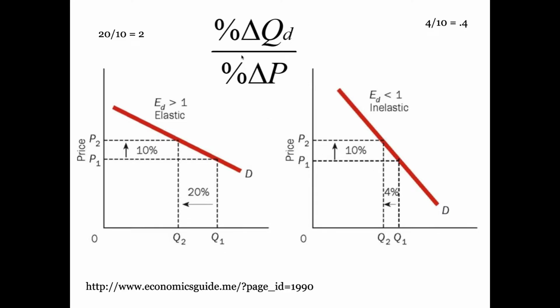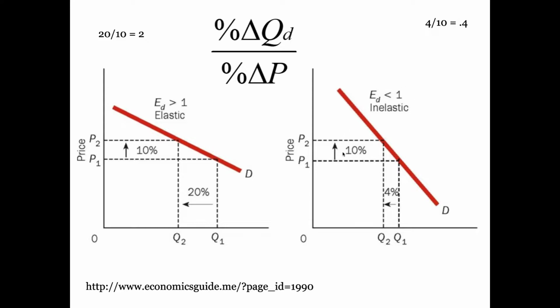Remember we said the formula was percentage change in QD over percentage change in price. Remember that the change in quantity goes on top. So over here you can see a drop in 20, an increase in 10. So we have 20 over 10, and when we do that, we get 2. And any value greater than 1 is elastic. So if we calculate the number, and it's bigger than 1, then it is PED elastic.